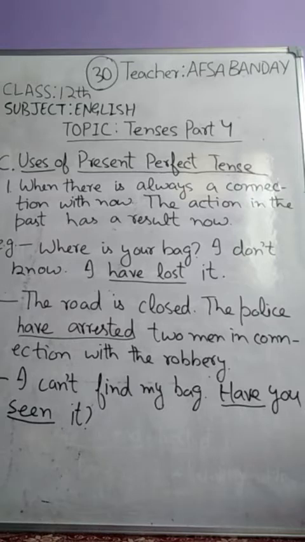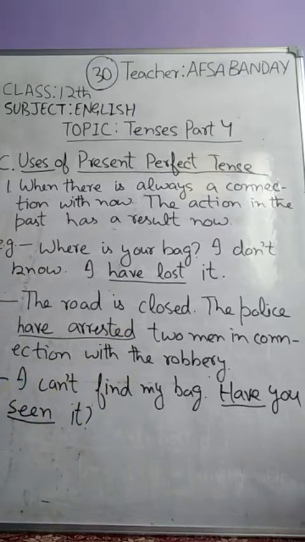Topic is tenses part 4. Today we will be discussing uses of some other tenses, and first we will start with uses of present perfect tense. In present perfect tense, as you already know, we use have or has as helping verbs, plus we use the past participle form of the verb, also called the third form of the verb.